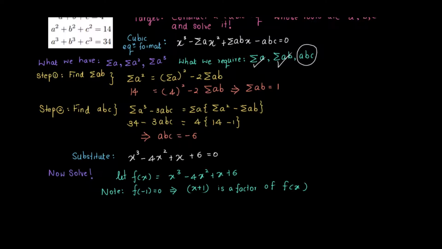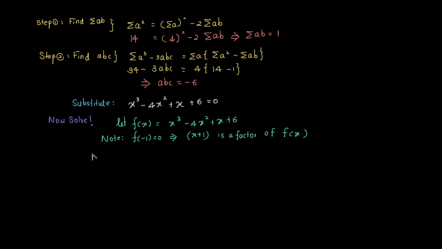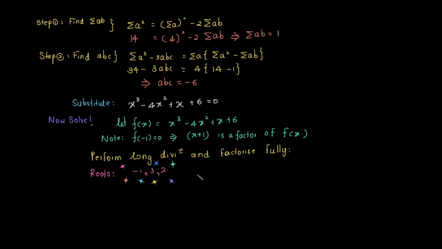Then perform long division, find the quadratic equation and factorize that, and you have the answers a, b, c. It can be in any order. We do not know that. So the roots a, b, c after long division and factorization are the following, and those are the answers. So the roots are -1, 3, and 2. So that's it. You solved those simultaneous equations. And let's move on to the second question.